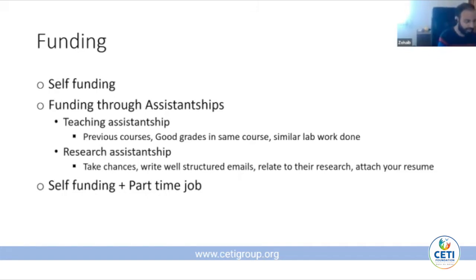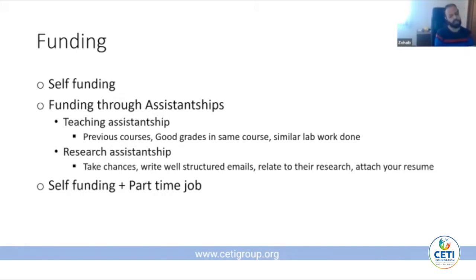So what I would suggest for a course-based program, self-funding and a part-time job is the big option, where you can partly self-fund, take a loan, and do some part-time jobs. On your student visa, you're allowed to do certain hours a week of on-campus jobs during the course of the semester. And during summers, you can do a full-time job as an internship or something like that. So you can do a combination of self-funding plus part-time job for an MS course-based program.